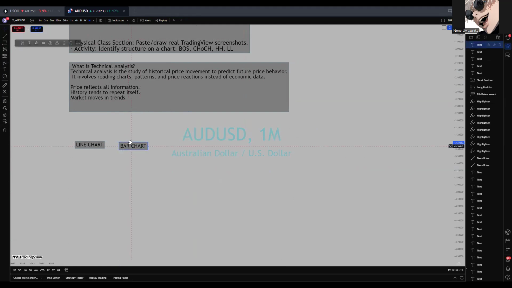We have the bar chart. The bar chart is one of the oldest charts we've ever had. I'm sure maybe you know about it, but let me give you some insight. So the bar chart just tells us the open, the high, the close, and the low of a price action.